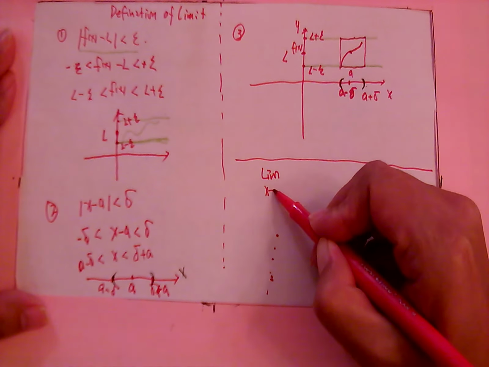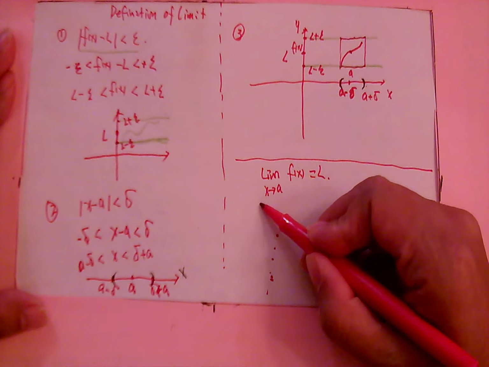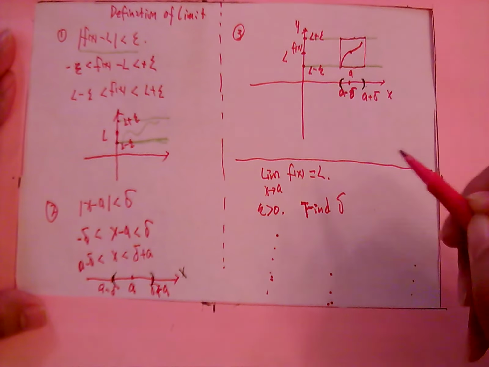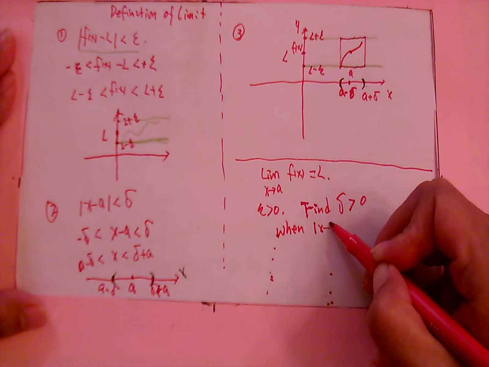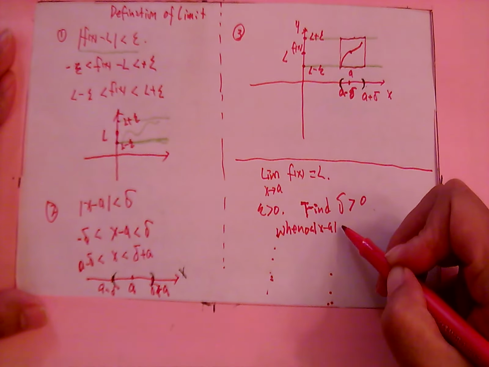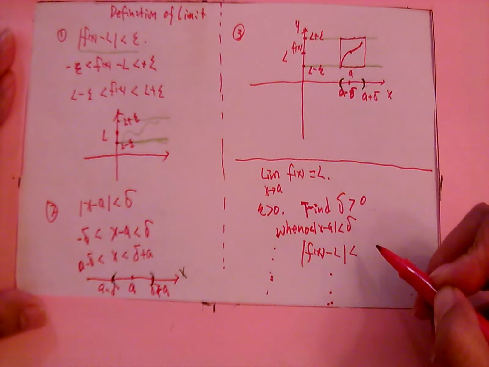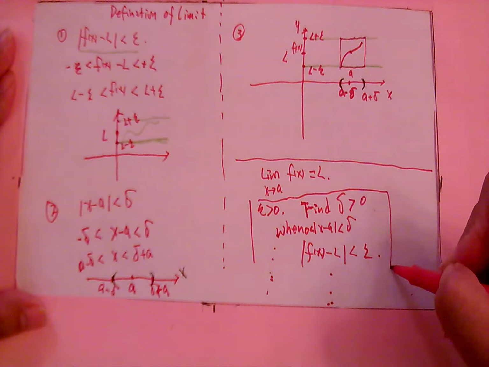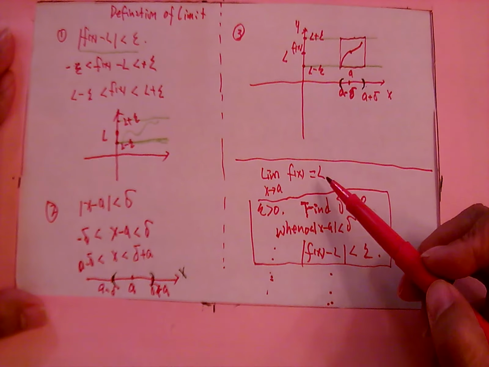The limit as x goes to a of f(x) equals L if for every epsilon bigger than 0, you can find delta bigger than 0 such that when 0 < |x - a| < delta, then |f(x) - L| < epsilon. So this part is the definition for f(x) at a having the limit L.